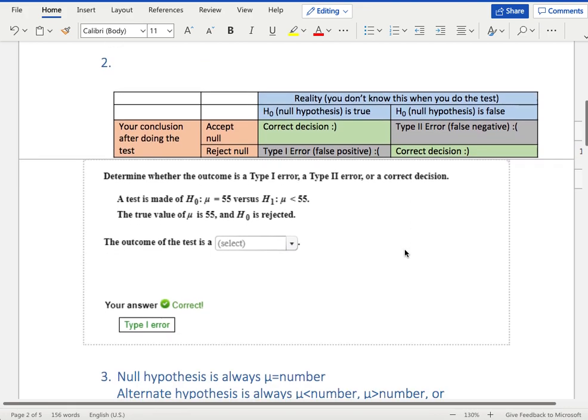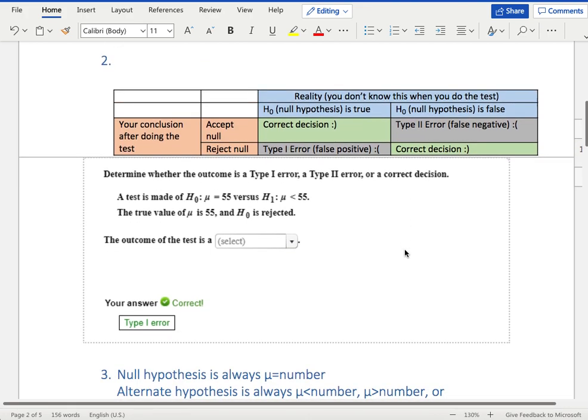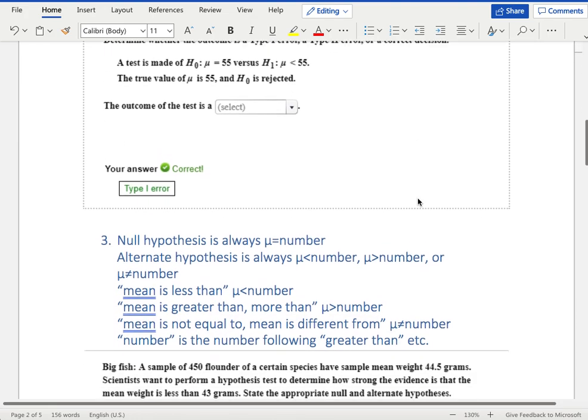Then there are some in this section usually with type 1 and type 2 errors. If you're not already familiar with those, go and find the 9.1 videos because it takes a while to talk about what those all are.